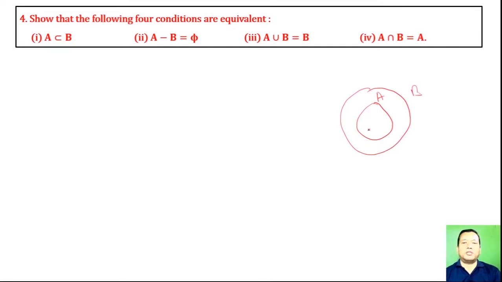Now, A is a subset of B, for the first point. And Roman number 2, A minus B: there is no element in A which does not belong to B. That is given by 2. Roman number 3, A union B is automatically B. And the last one, A intersection B, the intersection of set A and set B, automatically will be this set A.